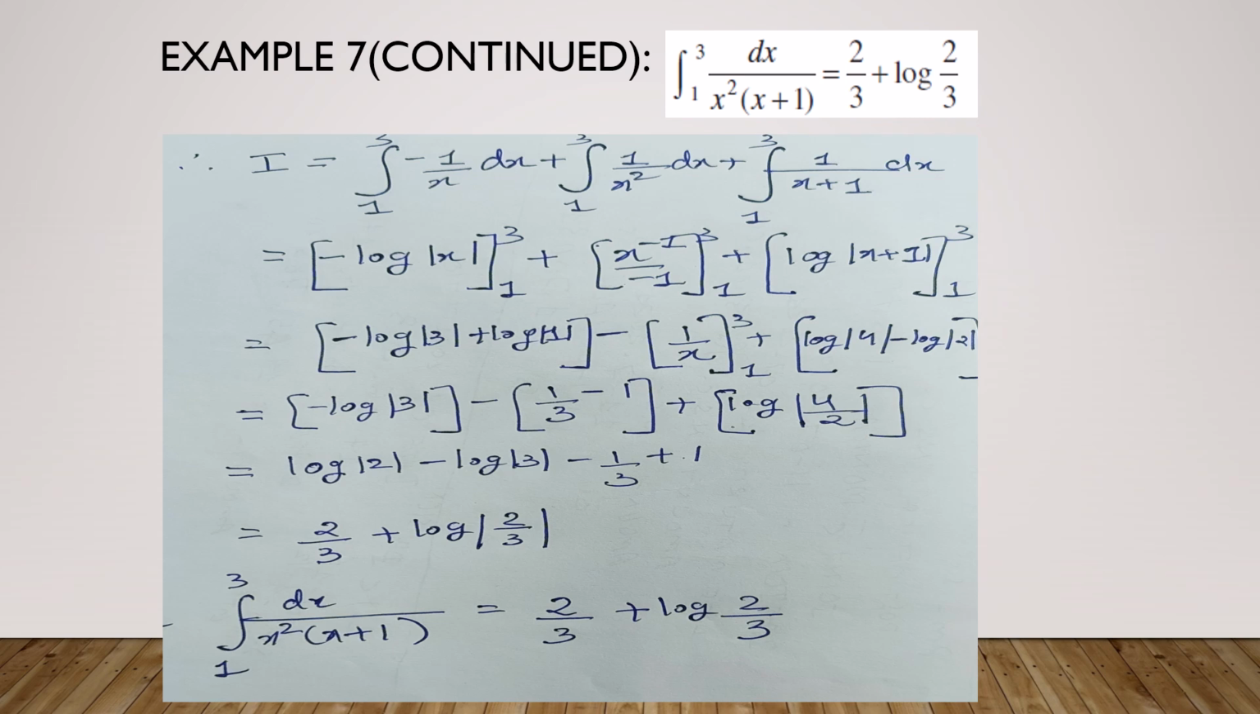Put the values, upper limit minus lower limit. Use the property of log: log a plus log b is log a into b, and log a minus log b is log of a upon b. Using these properties we get 2 by 3 plus log of 2 by 3. Hence we have proved that integral 1 to 3 of dx upon x square into x plus 1 is equal to 2 by 3 plus log of 2 by 3. Mod 2 by 3 will become 2 by 3 because both are positive.